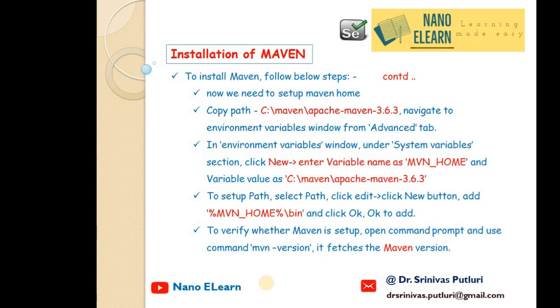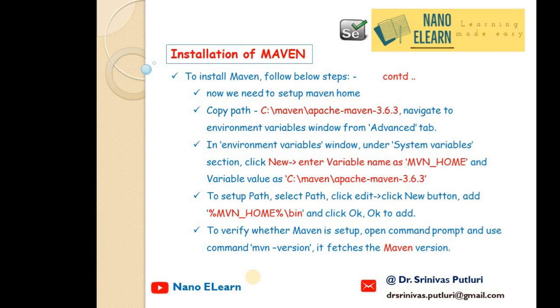Now we need to set up Maven home. For that, copy the path till Maven 3.6.3 version which was downloaded now, that is the path just before the bin, and navigate to environment variables window from the advanced tab. In the environment variables window under system variables section, click on new, enter variable name as MVN_HOME and variable value as the copied path.